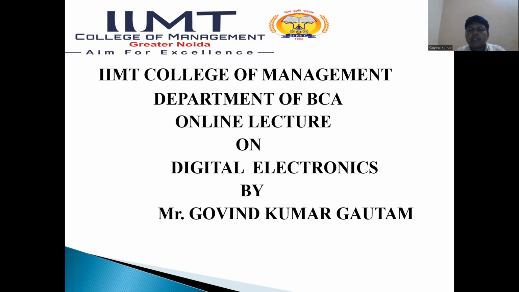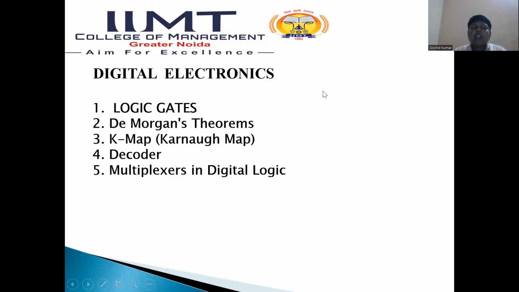Today's topic is digital electronic circuits. Digital electronic circuits are the combination of logic gates, De Morgan's theorem, K-map (Karnaugh map), decoders, multiplexers, and digital logic. Digital circuit design and computer organization depend upon the logic gates, and the gates are described as performing different tasks.